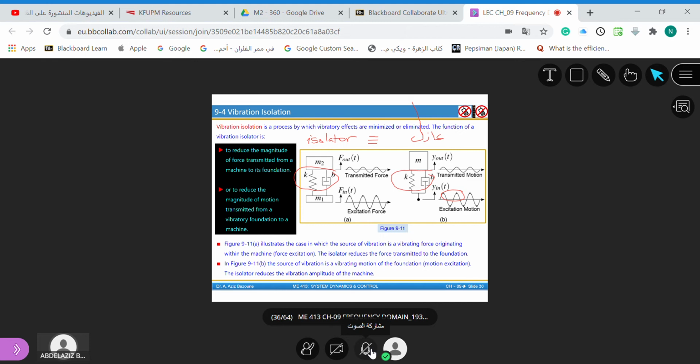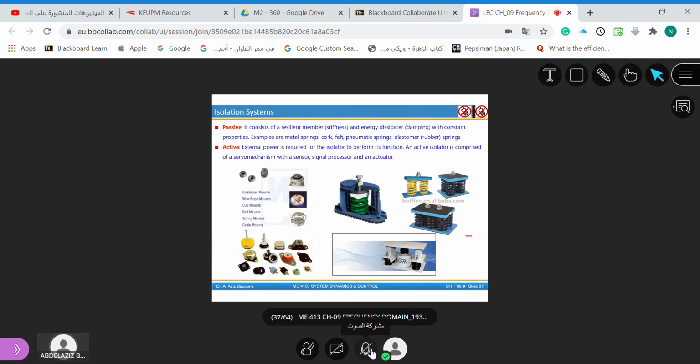So this is the figure 9.11. It illustrates the cases. I already mentioned this one. So we will see, Shabab, we cannot 100% reduce the transmitted force or transmitted motion, but at least we should reduce it. We will see how much we can reduce it.